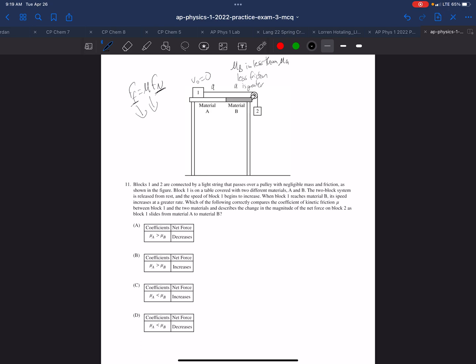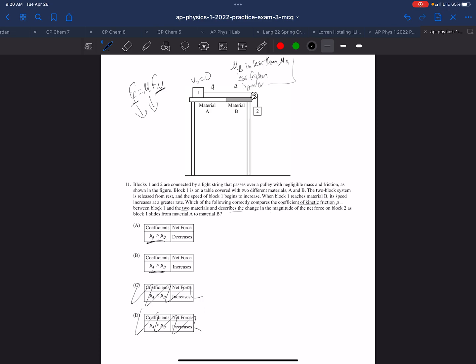All right, so which of the following compares the coefficient of mu? We've already anticipated that's what the question is about. So mu B is less than mu A. So A is greater than B. That looks like that could be right. A is greater than B, that could be right. B is greater than A, no. So we're at 50-50 for just recognizing that there's less friction during B.